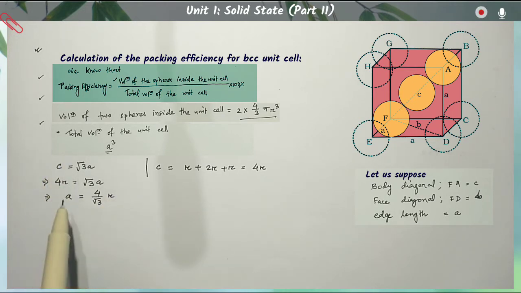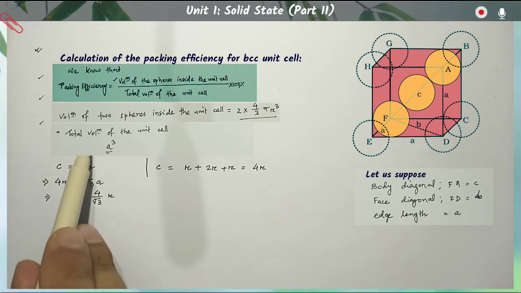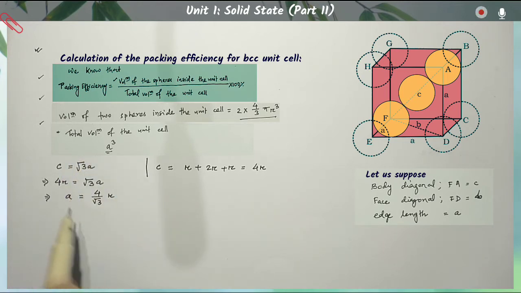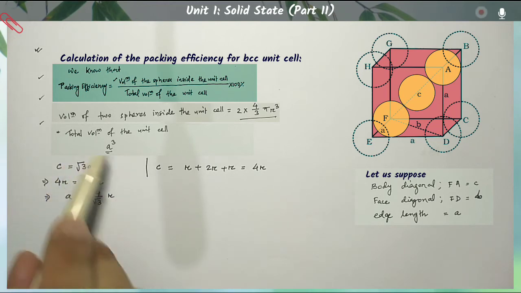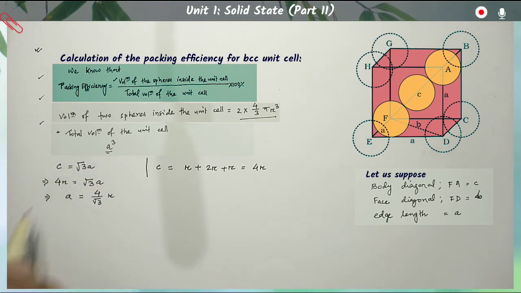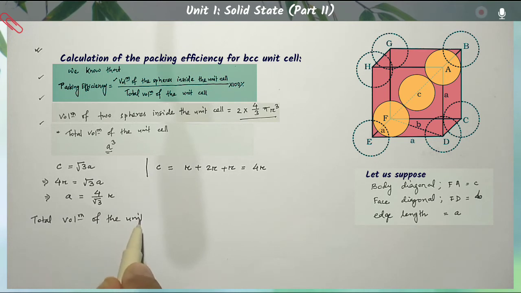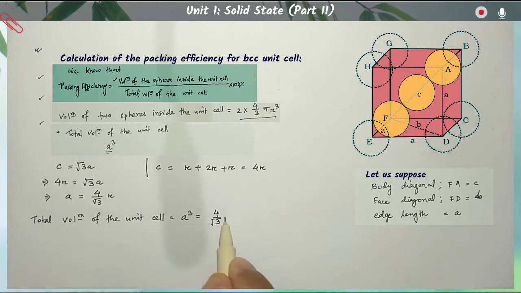So we can put this value of A in a cube to get the total volume of the unit cell in terms of r. That means the total volume of the unit cell is equal to a cube, is equal to what? 4 by root over 3 r, whole cube.